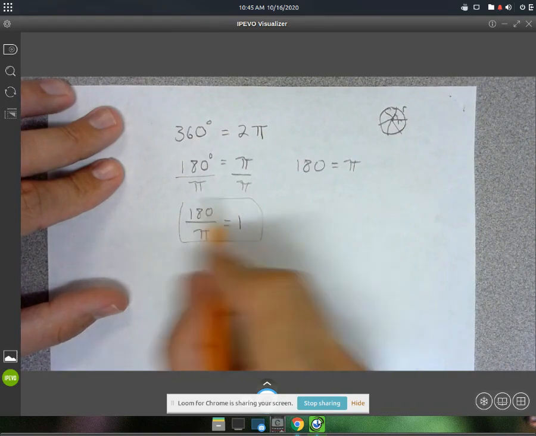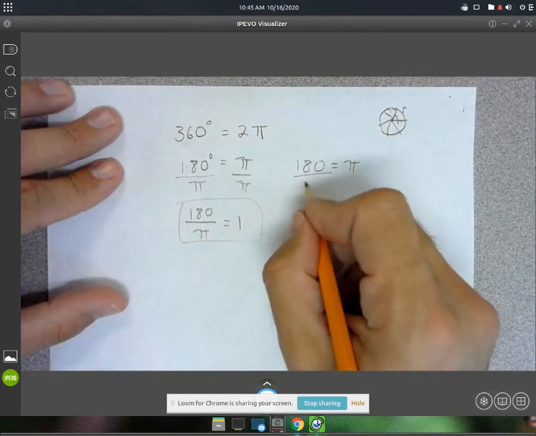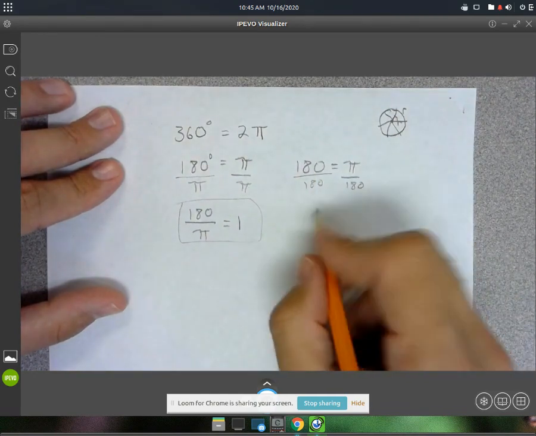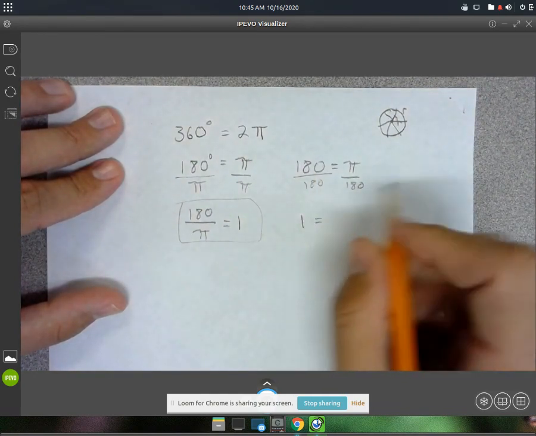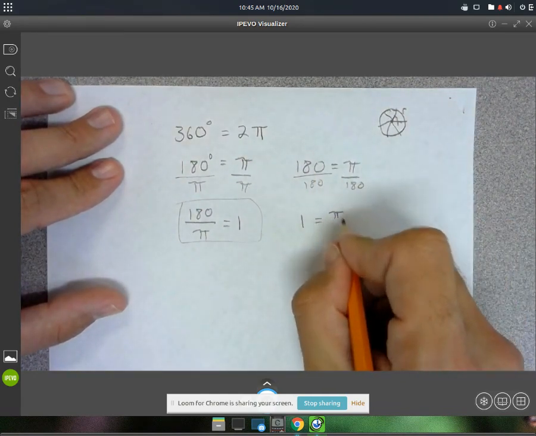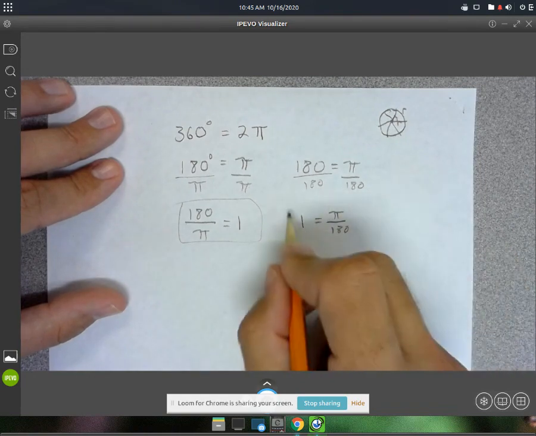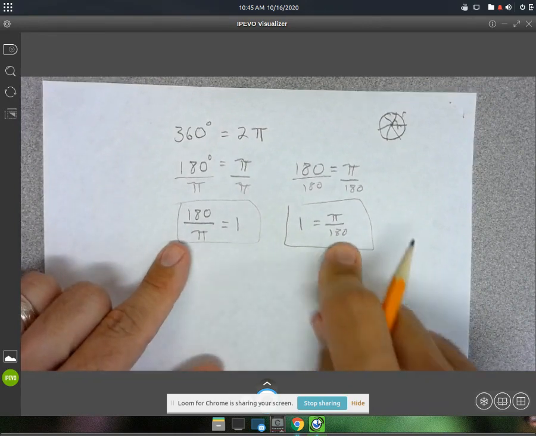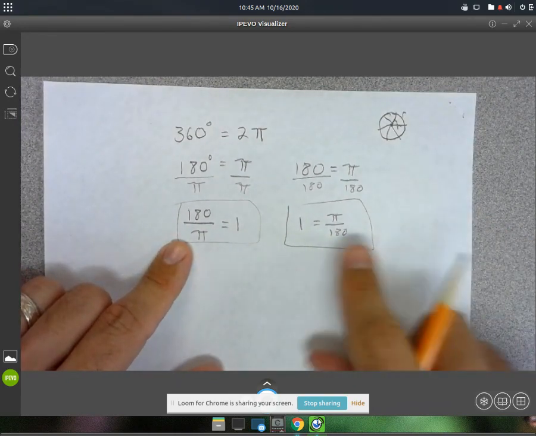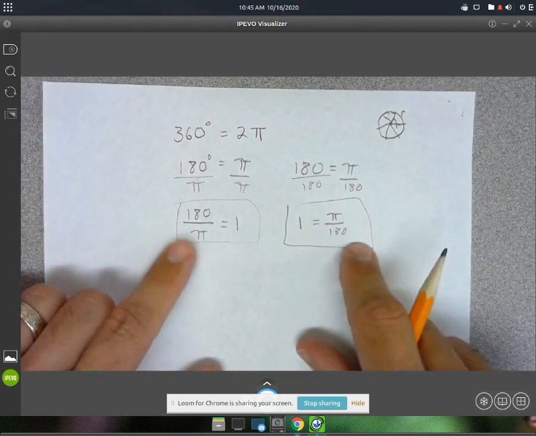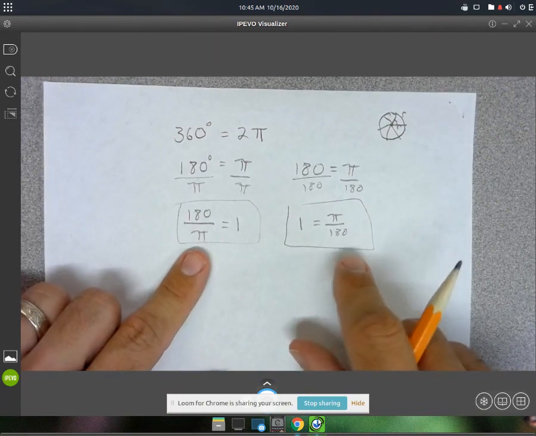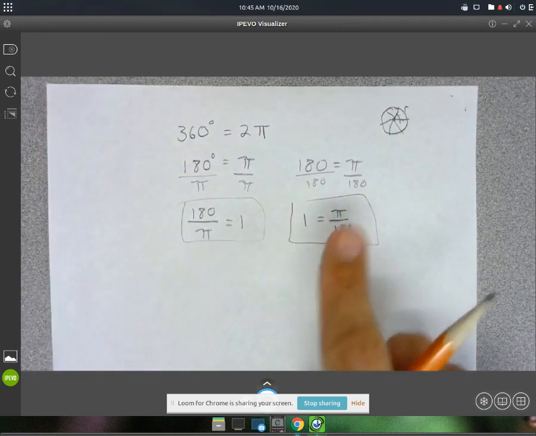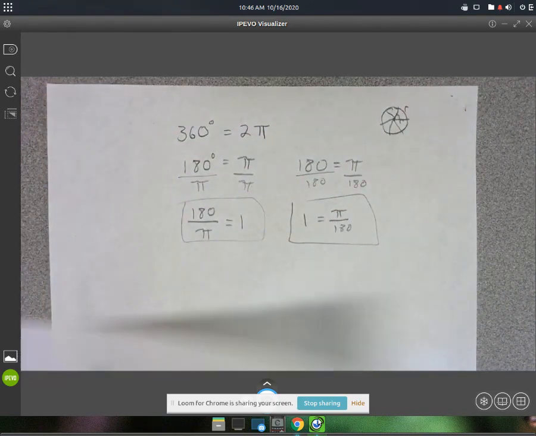This side, I'll divide both sides by 180. So 180 divided by 180 is 1. And over here you get pi over 180. So they're the same formula. They both equal 1, except one's the reciprocal of the other. So you can use them interchangeably, but you have to use the right factor depending on your situation.